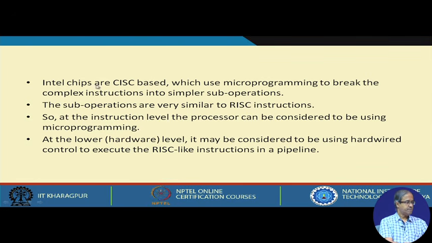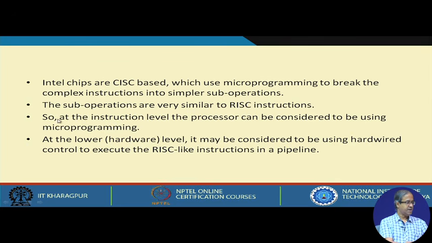So, what I have said is that the Intel processor chips are based on CISC instructions. They use, in the first step, microprogramming to break the complex instructions into simpler sub operations. But here you may note that all instructions need not be broken. There may be some instructions which are already simple, like RISC kind of instructions. They need not go through this. These sub operations are very similar to RISC kind of instructions.